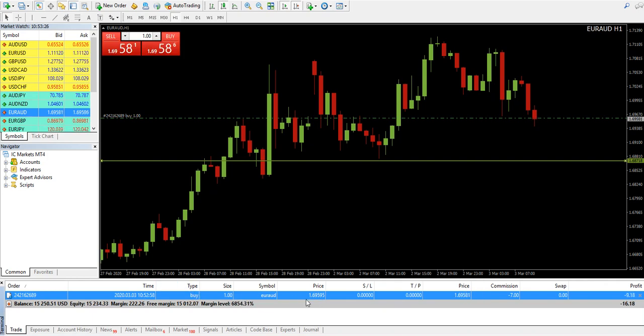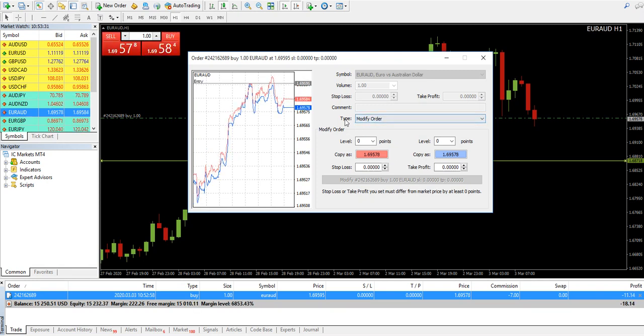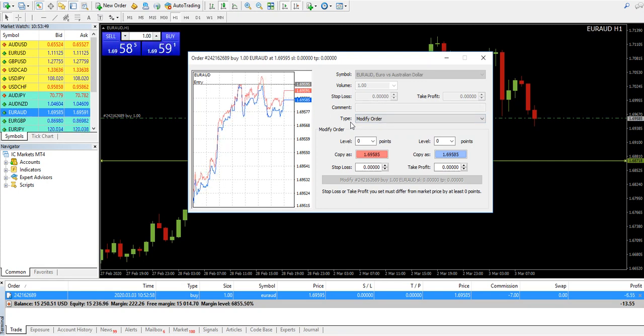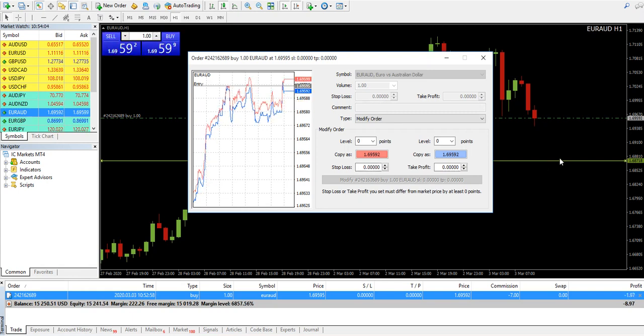So this is the order. It is Euro AUD. Right click on it. Modify. Now, a modify is used to enter stop losses in most cases. Remember, type can be market or pending. Initially we had market, but when you have a trade running, the chart introduces the modify order. Remember that. You cannot enter a stop loss unless there's a trade currently running. You only enter a stop loss if you have already entered an order to buy or sell. So now that we have one, there is modify order. So how do I enter my stop loss? I already have the price, 1.68718.